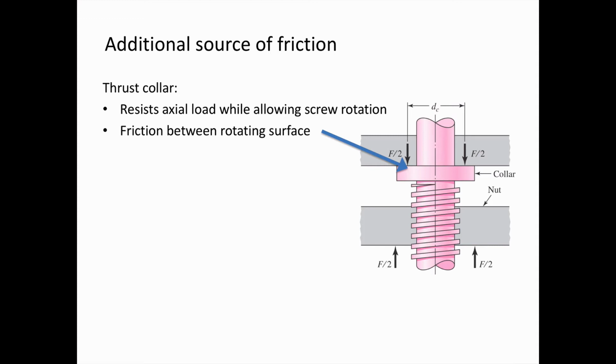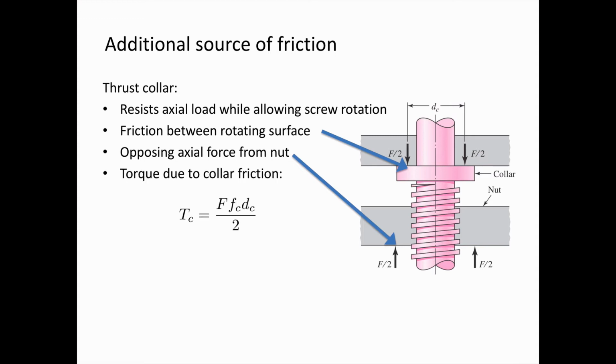There's going to be friction between the surface where there is relative motion between the collar and the structure supporting the screw. And then, of course, there's going to be an opposing axial force from the nut. And we can calculate this torque due to collar friction using this formula. So torque due to collar friction is equal to the axial force F times f sub c, which is the collar friction coefficient, times D sub c, the mean collar diameter. And this is shown in the figure to the right, what the mean collar diameter is.